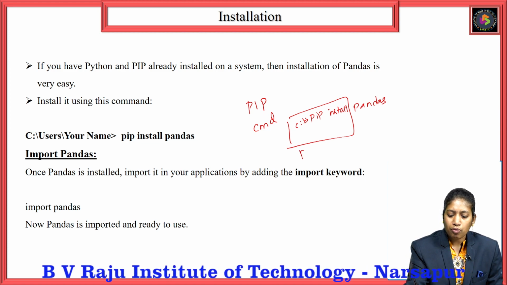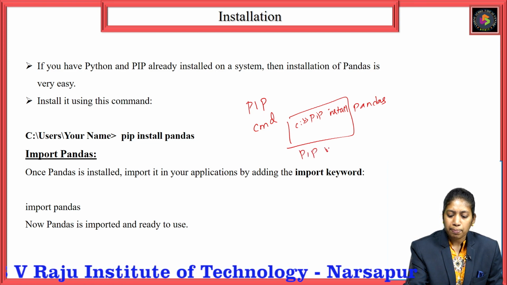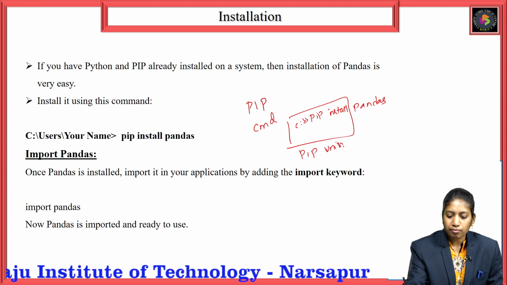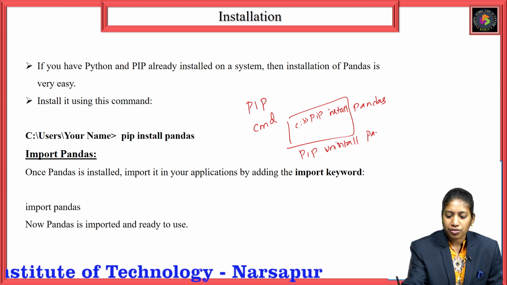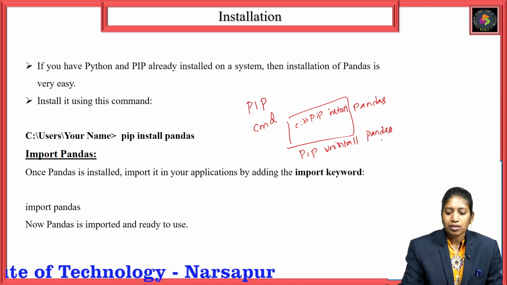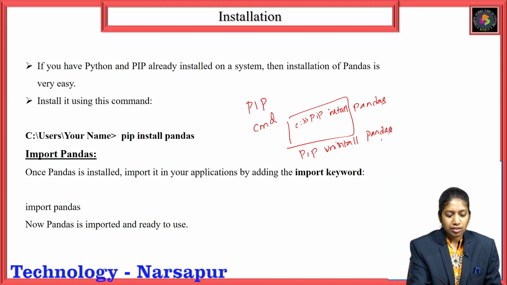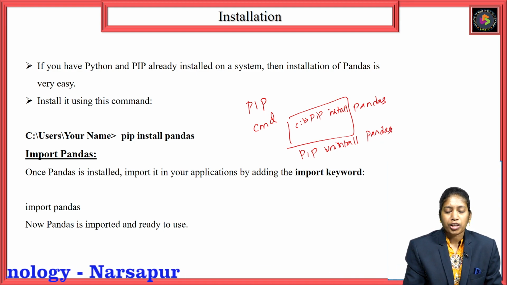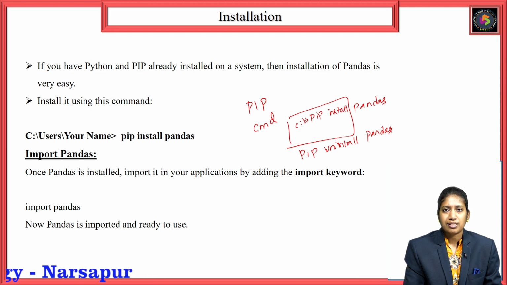To uninstall also we can use the pip only. Pip uninstall pandas. So after that, the pandas is removed. After installing the libraries in our PC, we are ready to use them.